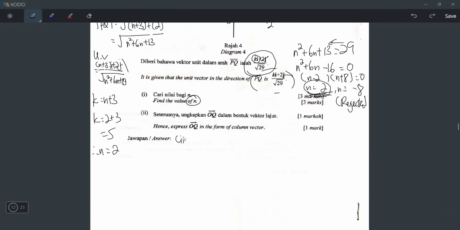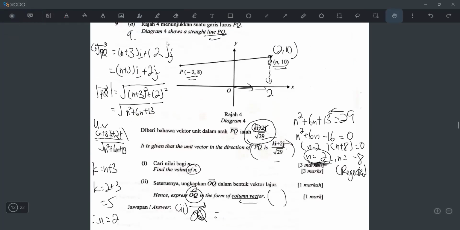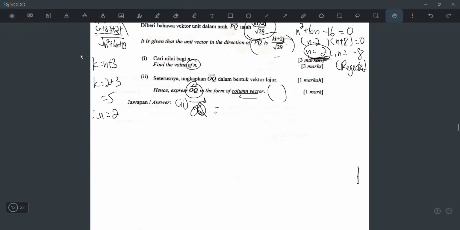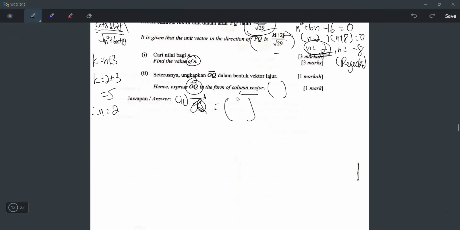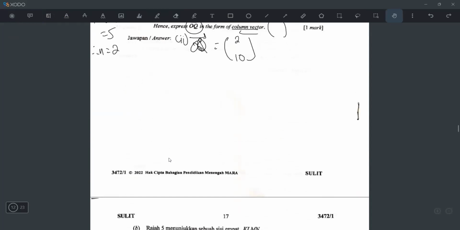Okay, question number 2. Hence express vector OQ, but they say in the form of a column vector. Okay, column vector means they want you to write like this, in bracket form. It means you need to know vector OQ in terms of i and j first. So do you know that O to Q? Yes, because O is the origin and Q is (2, 10). So we all know this is 2i plus 10j. But since they want it in column vector, you write in column vector, 2 over 10. So that's how you do it, right? Very easy.